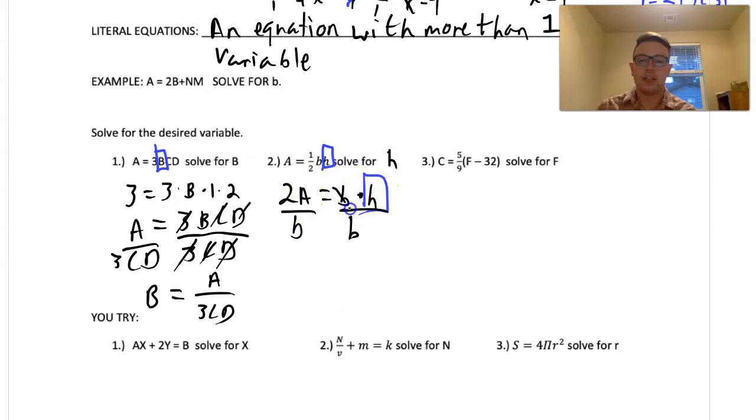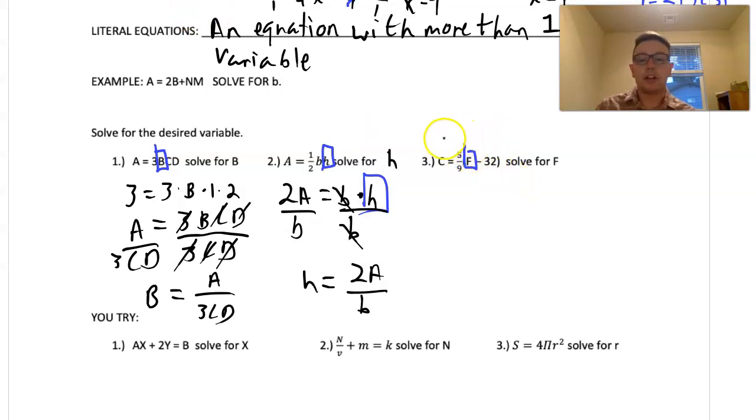And that would leave us with those b's canceling out. We'd have h is equal to 2a over b. Right. This next one's going to be a little bit more confusing. We're going to start by figuring out what we're trying to solve for. So we have c is equal to 5/9 f minus 32.